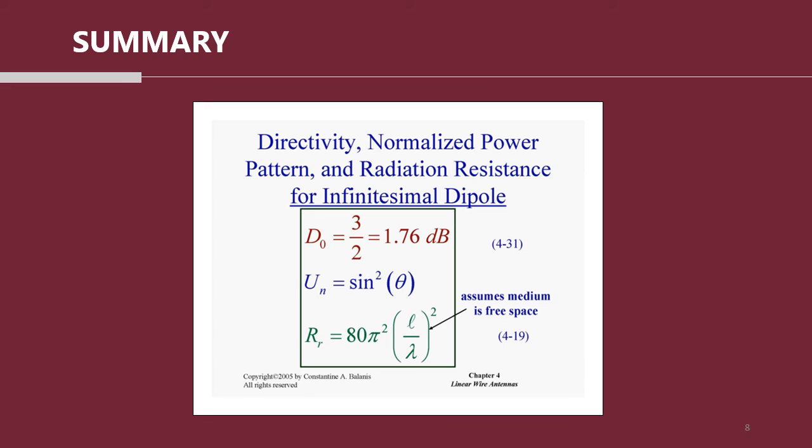In summary, for the infinitesimal dipole, the directivity is equal to 3 over 2, which is equal to 1.76 dB, and the radiation intensity is proportional to sine squared theta. The maximum radiation intensity happens when theta equals 90 degrees or pi over 2, and the radiation resistance can be calculated by 80 pi squared multiplied by L divided by lambda, squared, assuming that the medium is free space, or else you need to consider the intrinsic impedance of the medium.